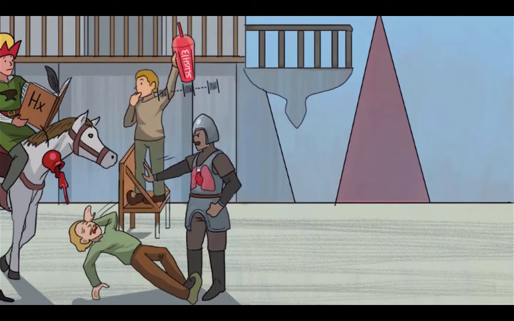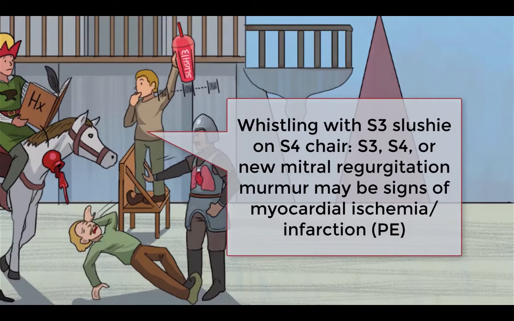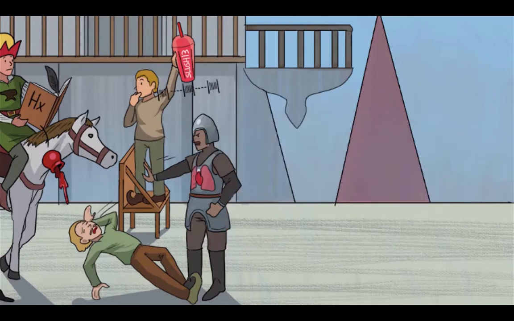On the cardiac exam, possible signs of myocardial ischemia or infarction include S3 or S4 heart sounds or a new mitral regurgitation murmur due to papillary muscle dysfunction. So we've brought in one of the townsfolk whistling a murmur as the cavalcade goes by.